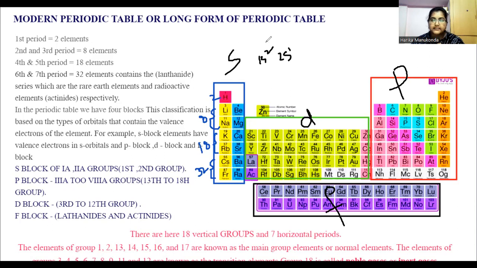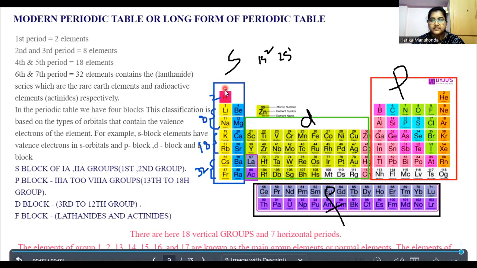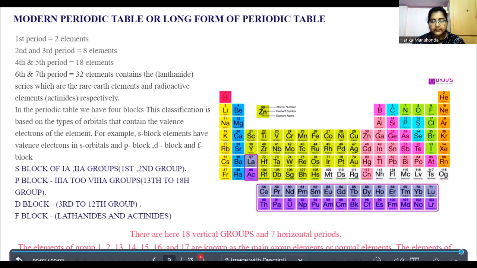If you see here clearly, children, there are 18 vertical groups, like 1, 2, and so on till 18. And we have 7 horizontal periods: 1, 2, 3, 4, 5, 6, 7. How many horizontal periods, children? 7 horizontal periods. So he named the vertical columns as groups and the horizontal rows as periods. That was the explanation given by the modern periodic table.